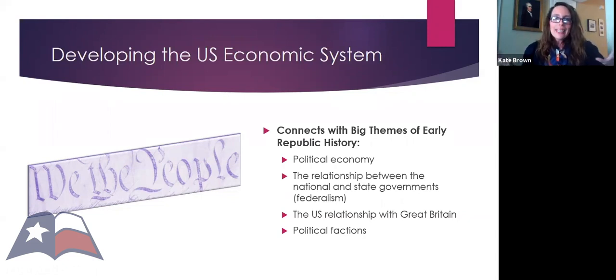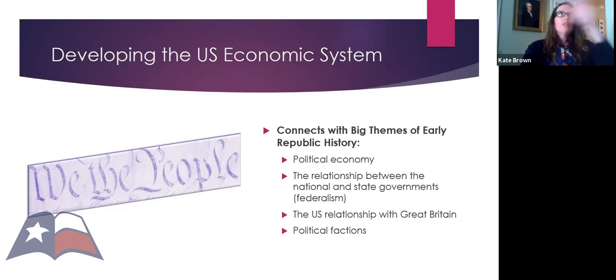The final big theme is political factions. I won't say much more about this because Denver is going to speak to you about it tomorrow. But basically, Alexander Hamilton's economic programs are ground zero for developing the factions that will eventually become political parties in the young United States. So keep those themes in mind.